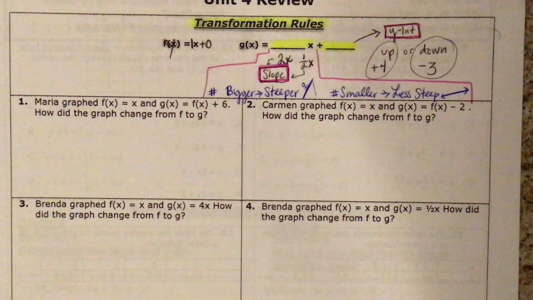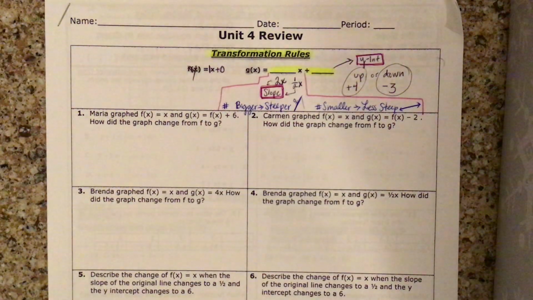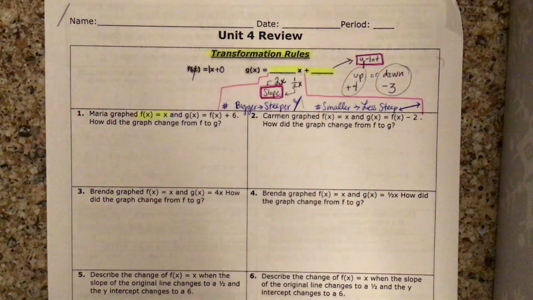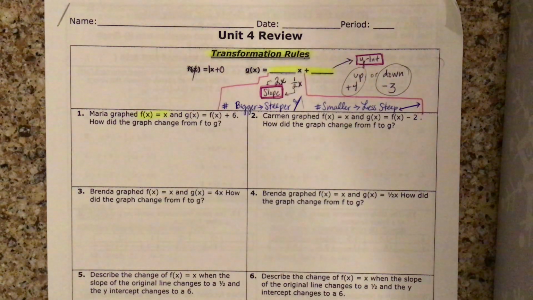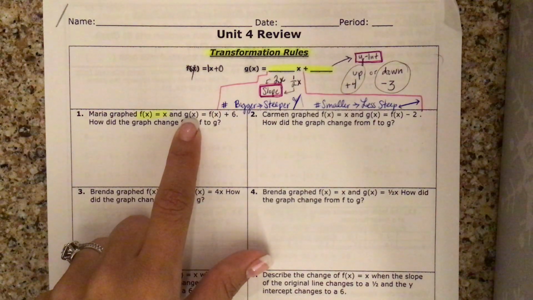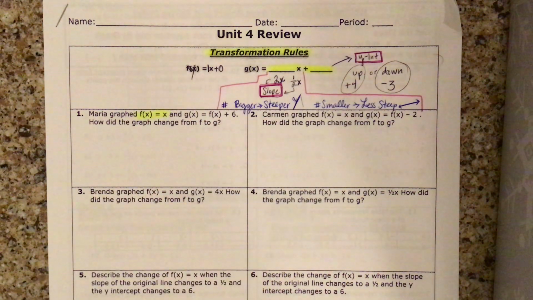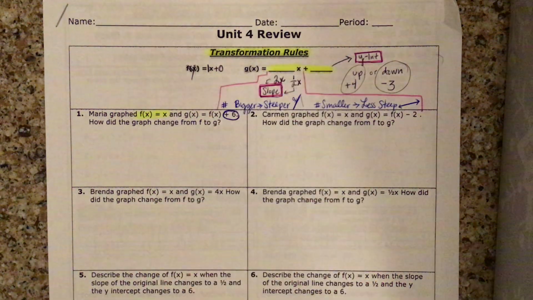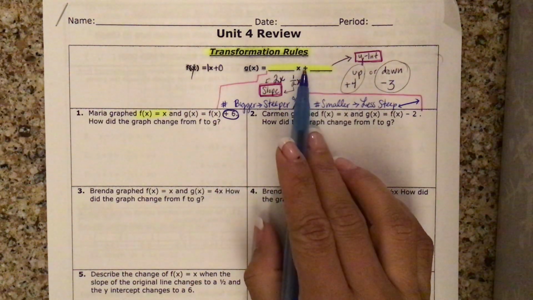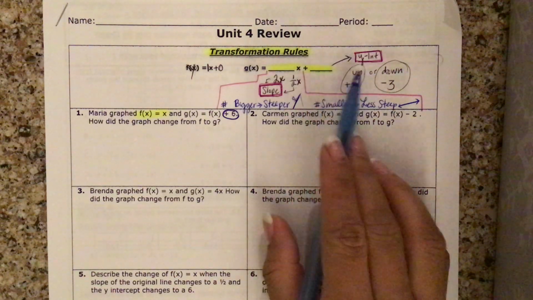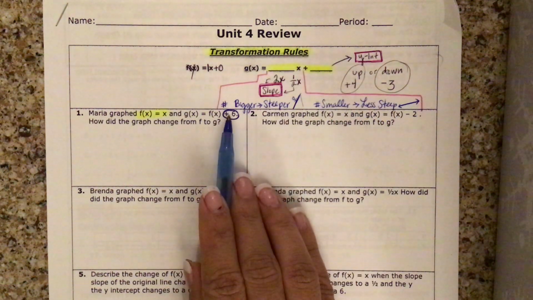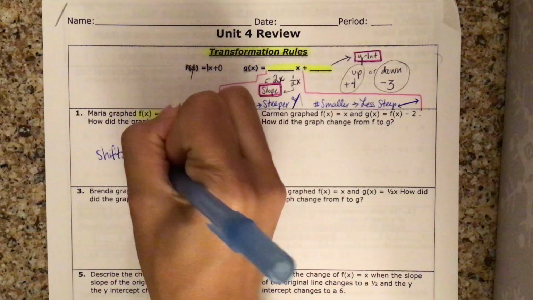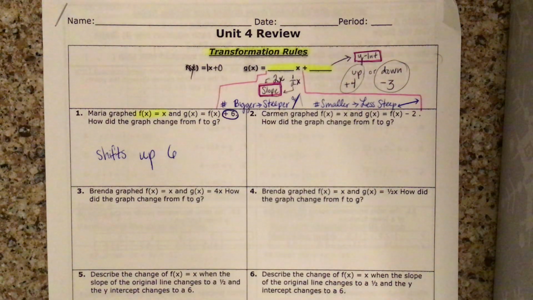So we're going to start with question number 1. In question number 1, it says Maria graphed f of x equals x. That's just our parent function. We know our parent function. Then she graphs g of x, which means it's a new function, which is our original function, plus 6. So go ahead and circle the phrase plus 6. If we look at our rules, plus 6 is a number being added to the back. So that means that this is going to move up or down. Because it's positive, my graph shifts, that just means it moves, up 6. Very easy. So that's your answer to number 1.